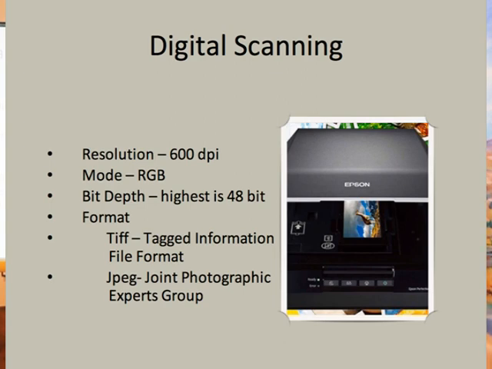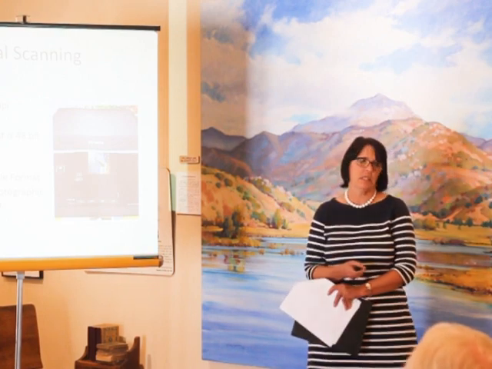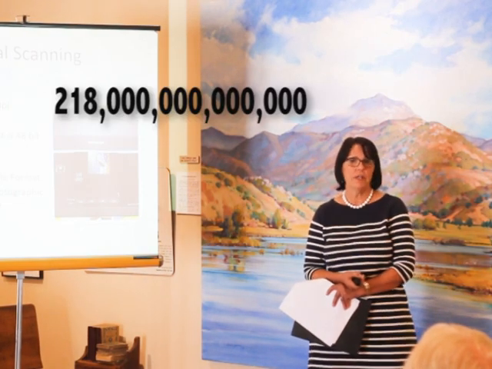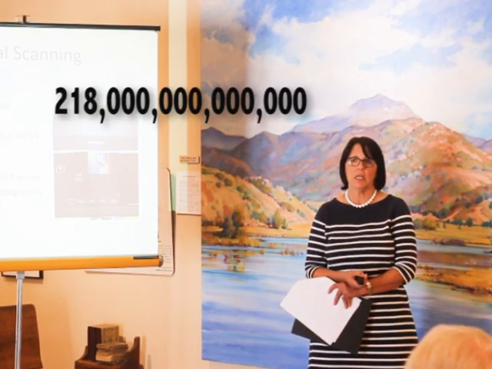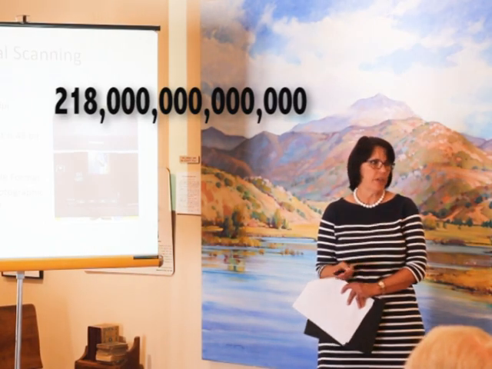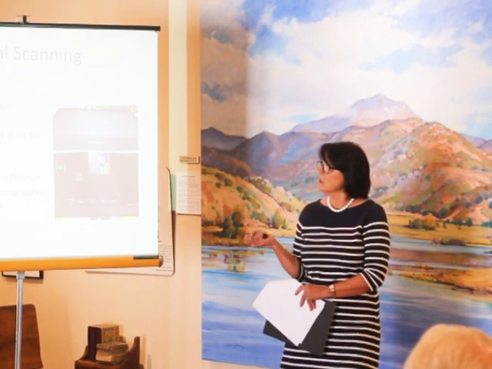We scan at 48 bit depth, which means there's 16 bits per channel. So 16 red, 16 green, and 16 blue. That works out to be 218 trillion color options. So you've got all the information. And there are two file formats that you can choose from.